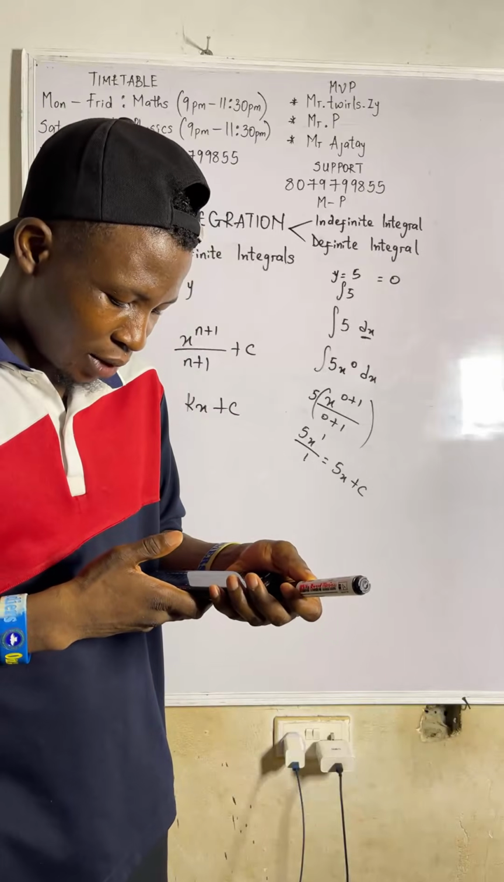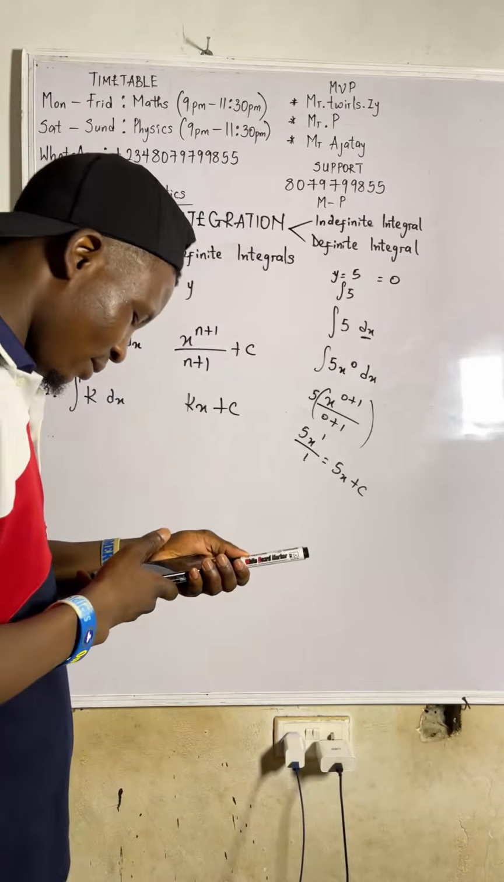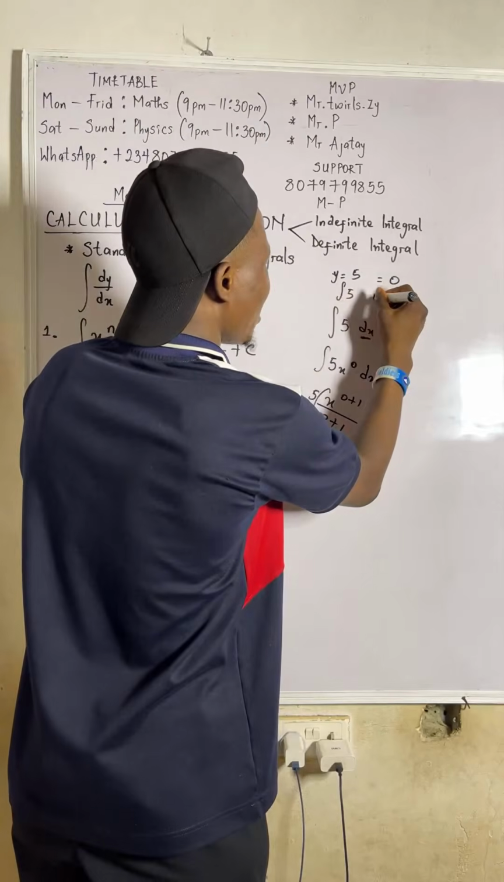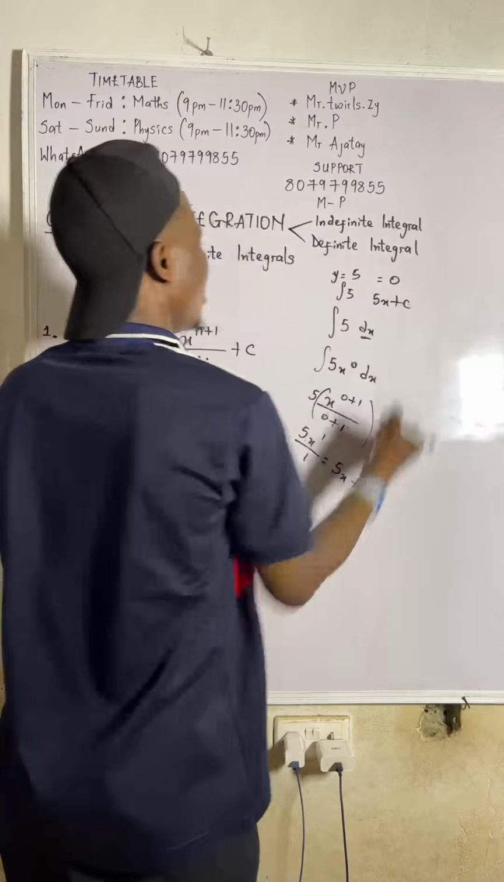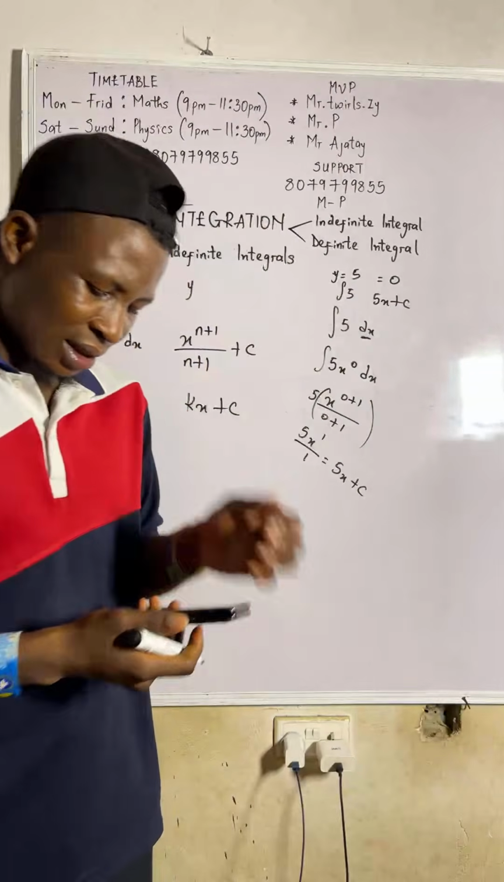It's not 5. Integrate 5, it is 5x now. Even if you don't add plus c first, tell me the correct answer first.